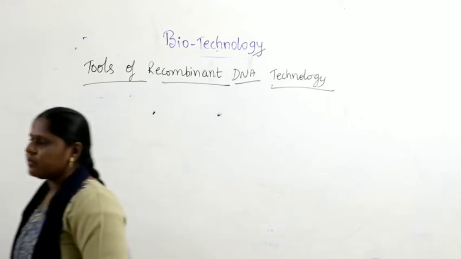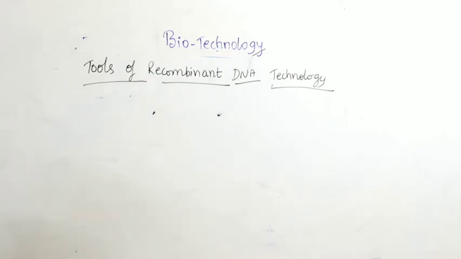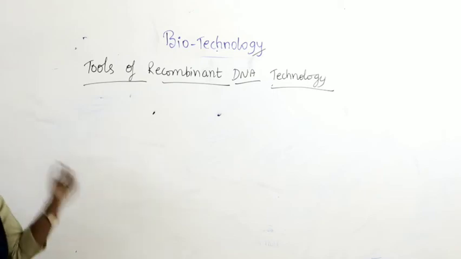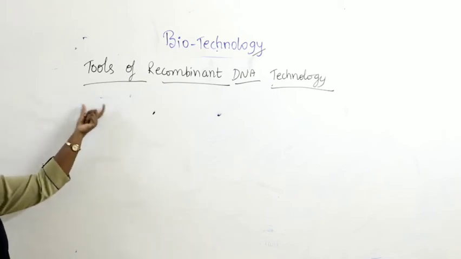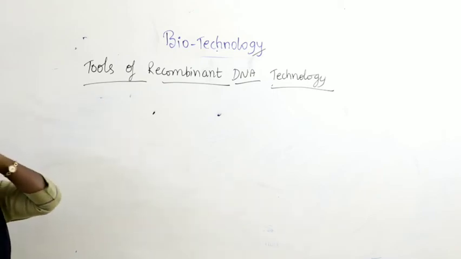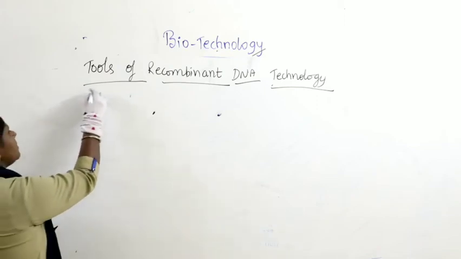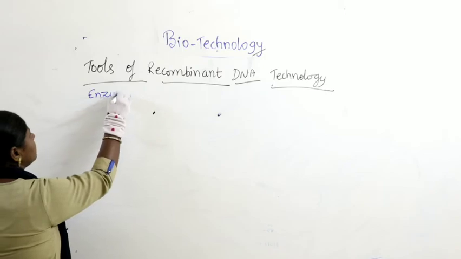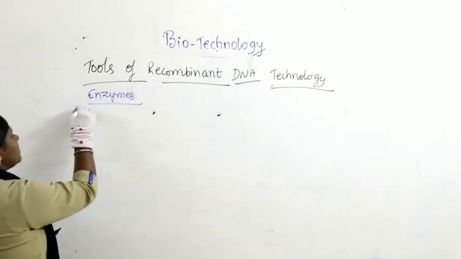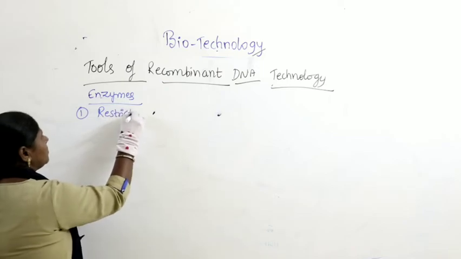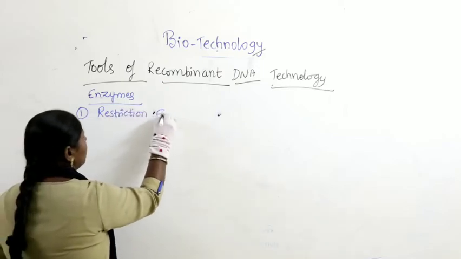Now let us continue with the tools of recombinant DNA technology. So what are the important tools? Tools means requirements. What is needed for recombinant DNA technology? Let us make the list of the tools. First, we need enzymes. Which enzymes? The first one is restriction enzymes.